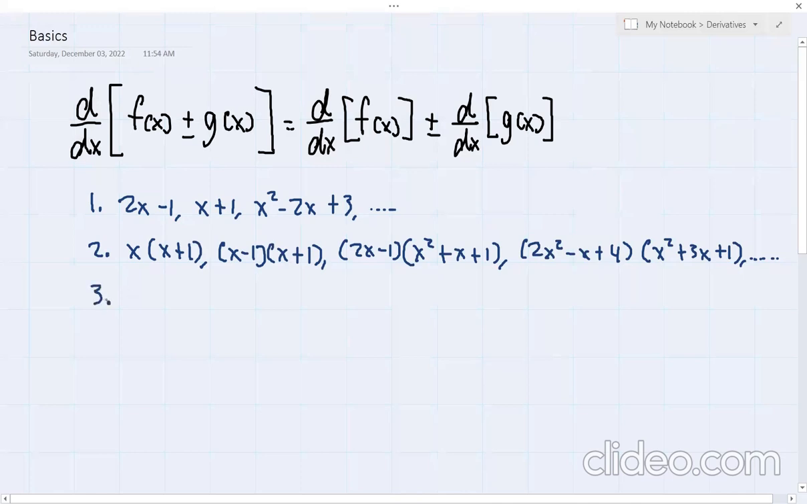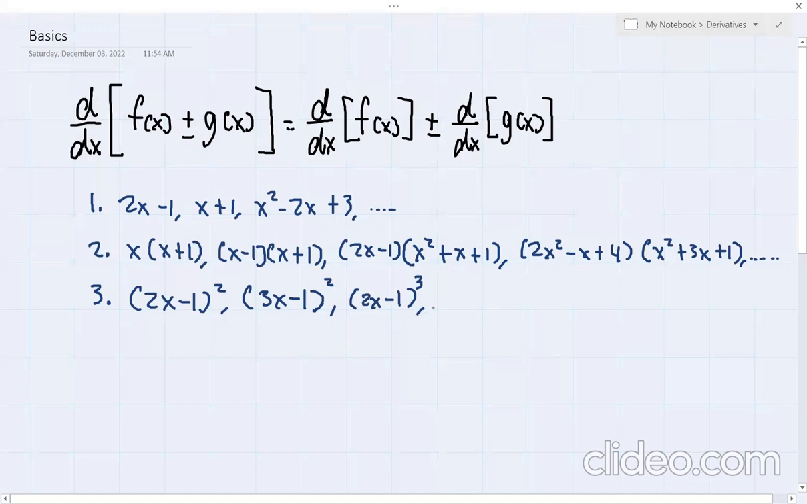Then sa third practice, we've discussed naman yung ganito pa rin siya, naka-factored pero may exponent. Katulad nito, 2x minus 1 raised to 2. Okay? O kaya 3x minus 1 raised to 2. Tapos we also discuss yung naka-cube na binomial, di ba? So kunwari, 2x minus 1 raised to 3.